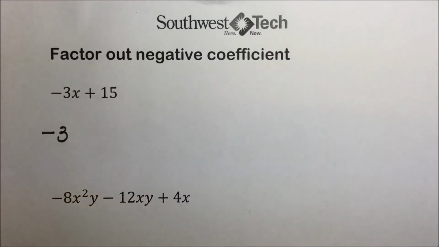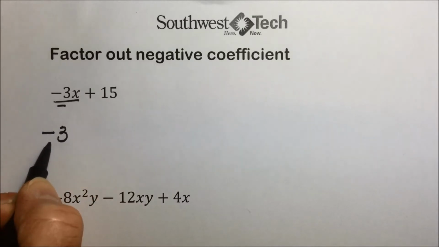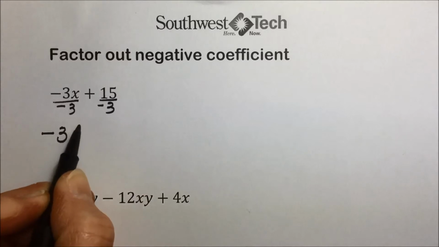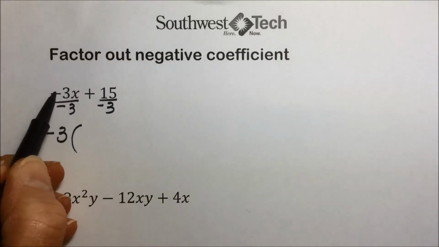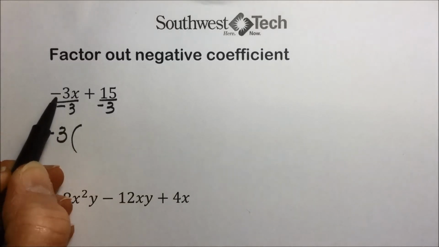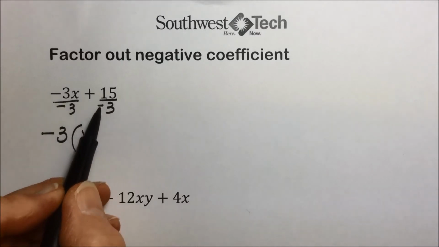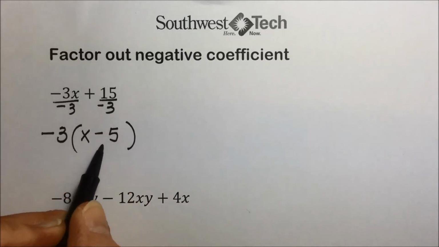Now consider factoring out a negative coefficient. So we'll put in -1 times our 3, or a -3. Factoring is dividing each term by -3. What happens sign-wise, -3 over -3 cancels one another out, leaving a positive 1 times x, or just x. A positive 15 divided by -3 is a -5.